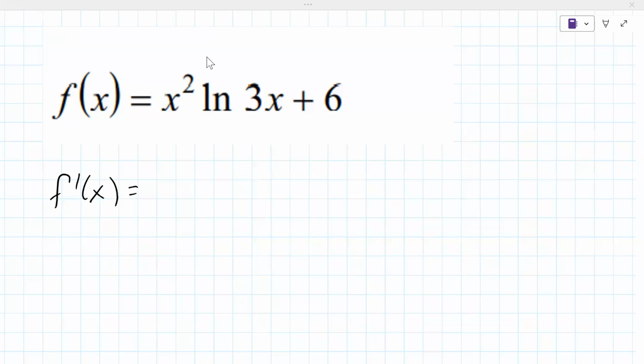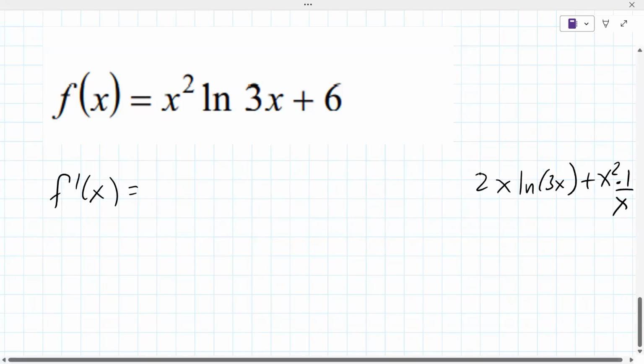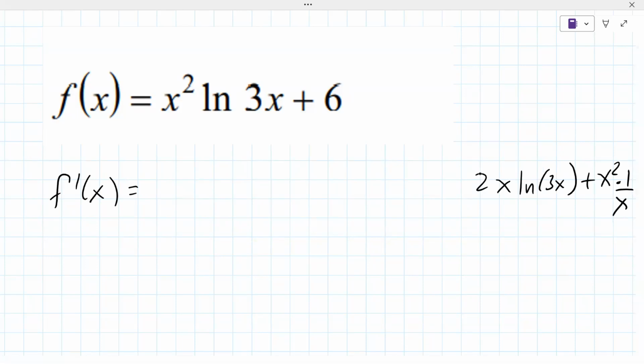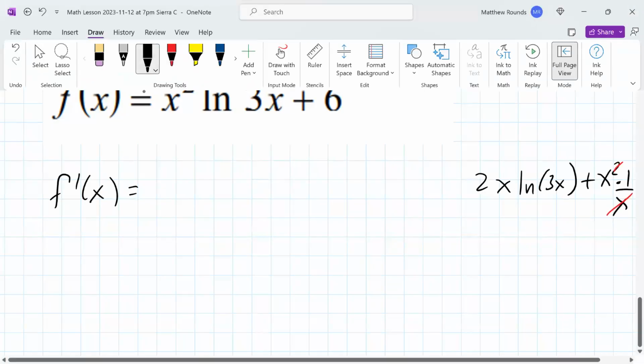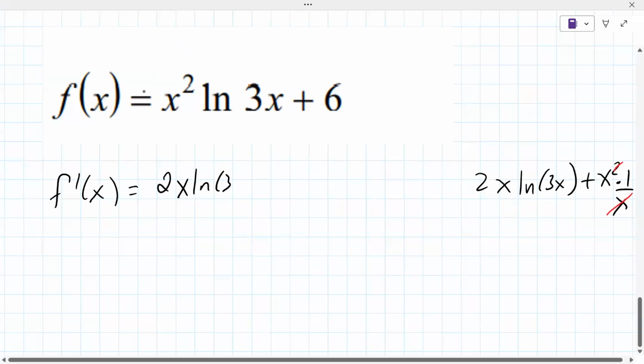I got 2x times ln of 3x plus x squared times 1 over x. Okay, do you want to simplify any of that? Preferably not. The x squared and the x, can't we cancel out one of them? Yes, that should at least be done. Okay, I agree. 2x natural log of 3x plus x.